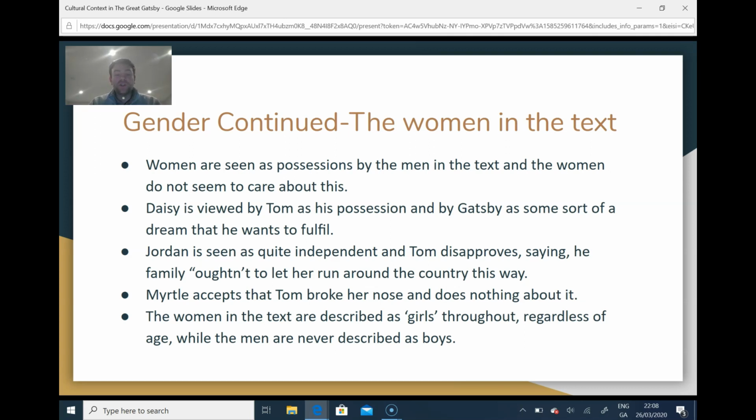Okay, Myrtle accepts that Tom broke her nose and does nothing about it. Okay, readers in today's world would find that shocking. They would find that unbelievable that a man would break a woman's nose and get away with it, that she continues to have an affair. She could have broken that off because of it, but doesn't. It's as if he's allowed to do that because he's a man.